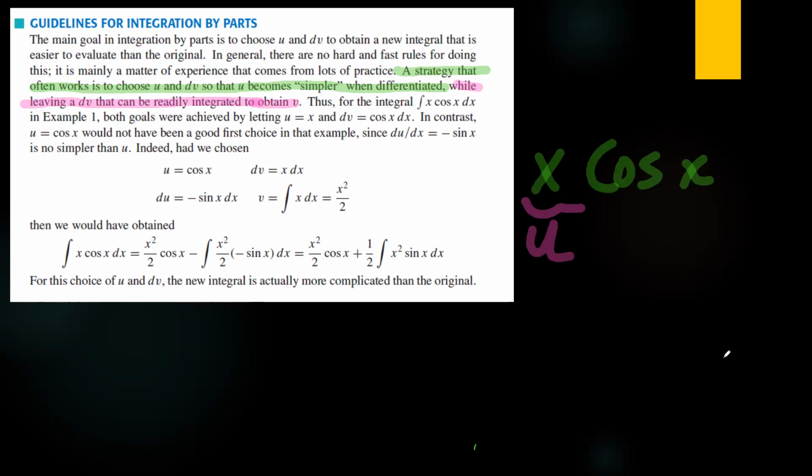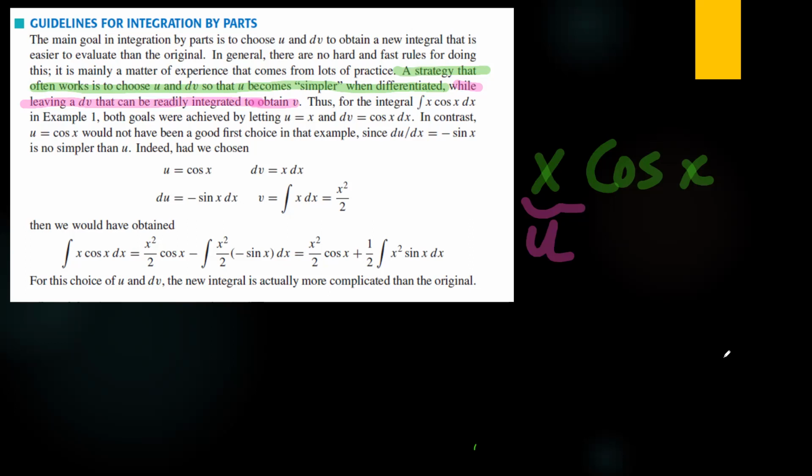So just ask yourself, which part is easier for me to find its derivative? Because the derivative is the hard one. Sometimes you have power rule, chain rule, some complicated things. So ask yourself which one is easier to find its derivative in order to see where is u and where is dv.